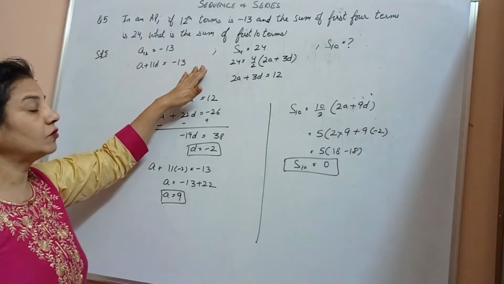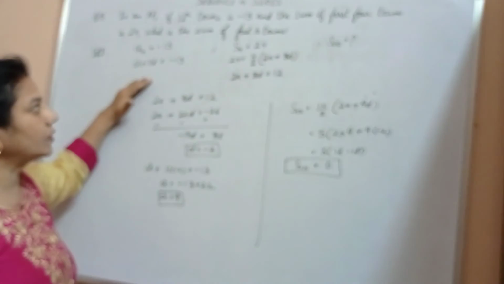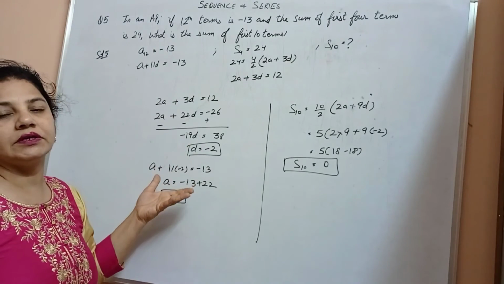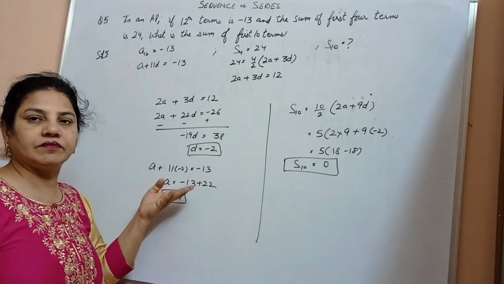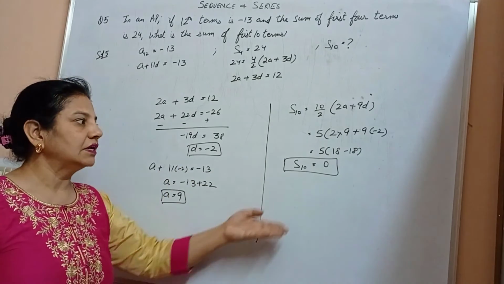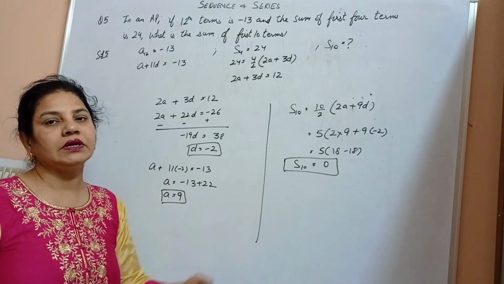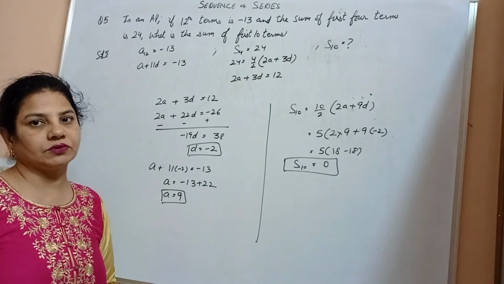First, we write the information given to us, and from there we form the equation. On solving the equation, we get the value of the first term and the common difference, which we substitute in the sum to calculate the sum of the first 10 terms, which comes out to be 0.